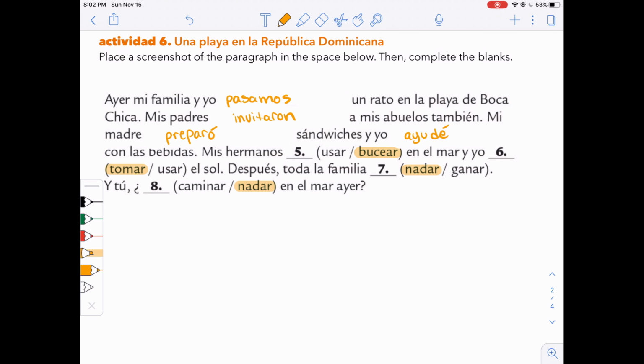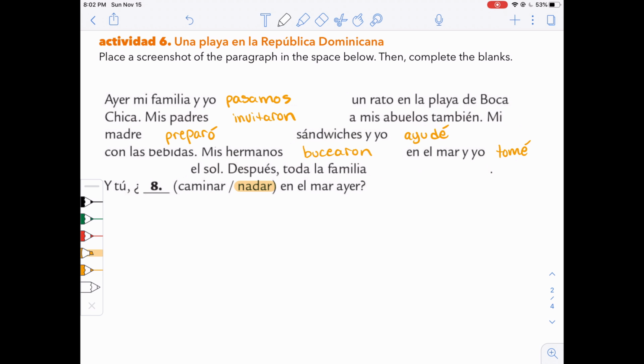Con las bebidas. Mis hermanos, that's going to give us an ellos ending, bucearon en el mar. Y yo, if I want to put tomar in the yo form, we've got the é ending. So yo tomé el sol. I went sunbathing. I sunbathed? That's a thing.